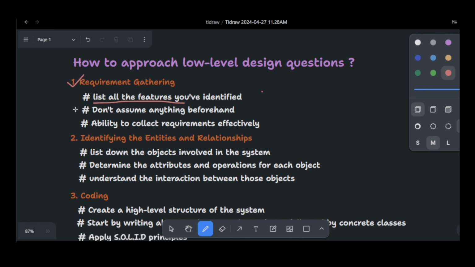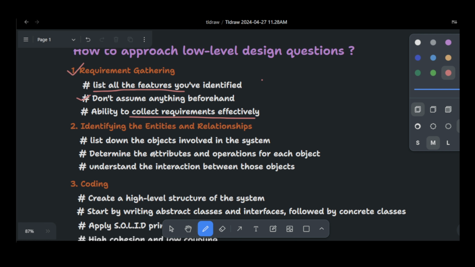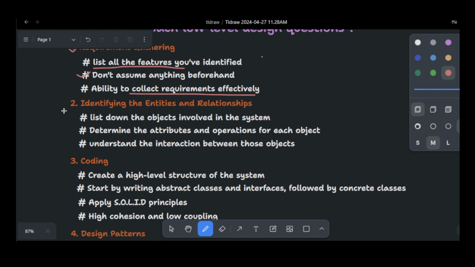These problems usually don't have a clear-cut solution, so ask as many questions as possible to fully understand the requirements. Don't assume anything beforehand and always clarify any assumption you make with the interviewer. Remember, the interviewer is evaluating your ability to collect requirements effectively, so make sure to demonstrate your skills in this area. Also scope the requirements carefully to ensure that you can complete the implementation within the given time frame.